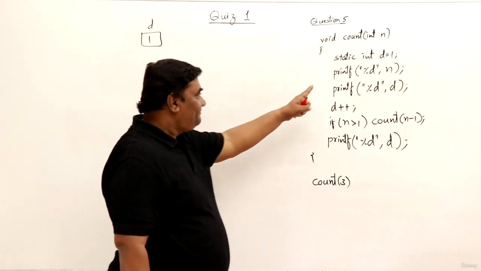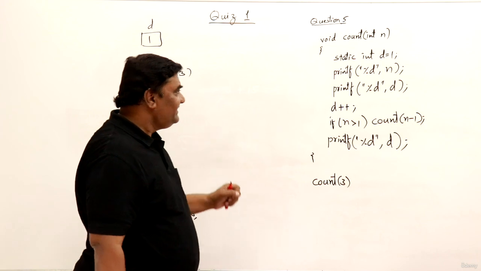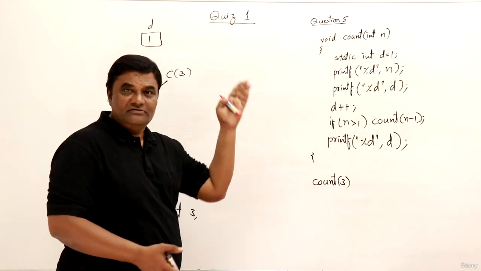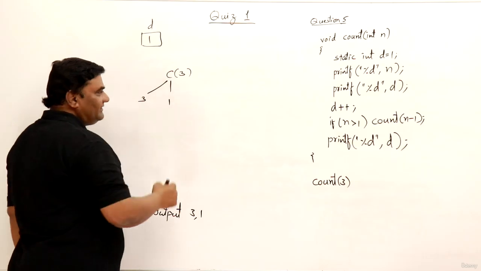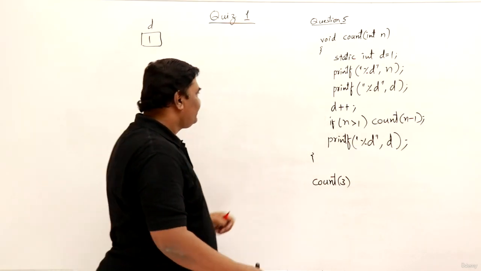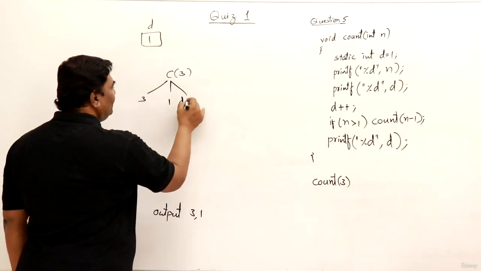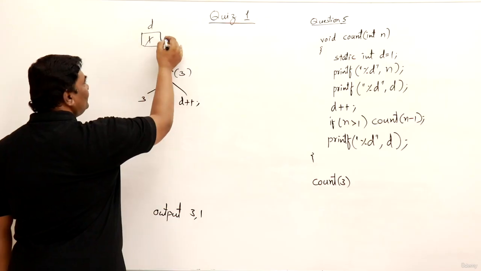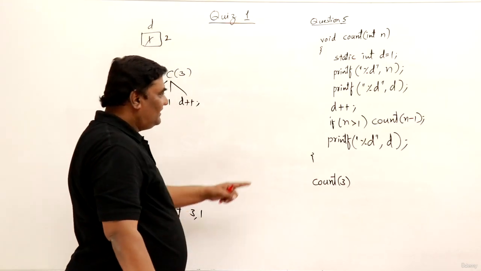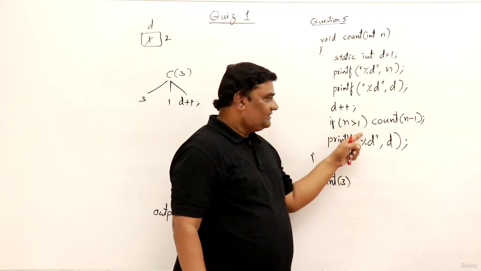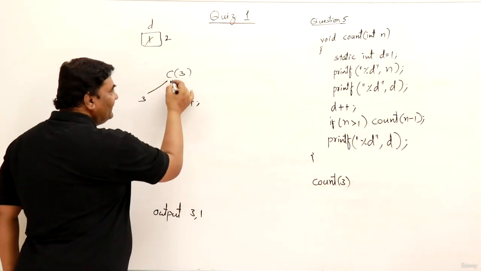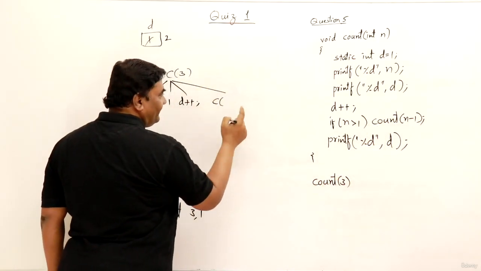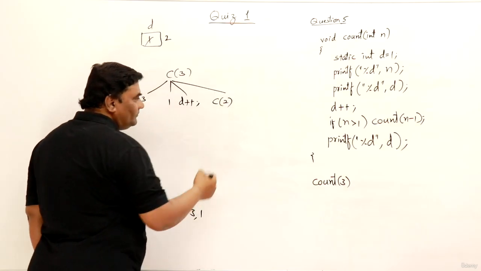Then print d. What is d? It is printed now, right? So d value, what is that? 1. So 1 is printed. Then d plus plus. d becomes 2. If n is greater than 1, then count n minus 1. So yes, it is greater than 1. It is 3. So count is called again for n minus 1. So it is for 2.